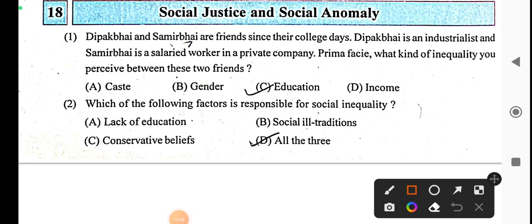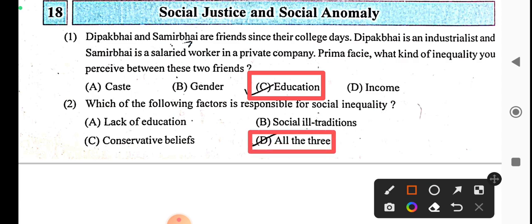Deepak Bhai and Samir Bhai have been friends since their college days. Deepak Bhai is an industrialist. Samir Bhai is a salaried worker in a private company. Prima facie, which kind of inequality do you perceive between these two friends? So, education. Which of the following factors is responsible for social inequality? So, all of these. Okay, all three.